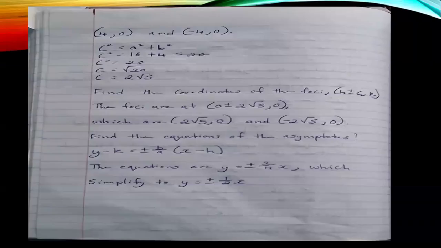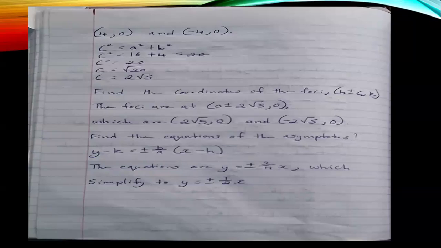So when finding C, the same formula we use is C squared equals A squared plus B squared, and that's how we end up with the 2 root 5 that was mentioned before. Now to find the equation of the asymptotes, the equation is going to be y minus k equals plus or minus b divided by a, times x minus h. So we're going to substitute our values that we have.